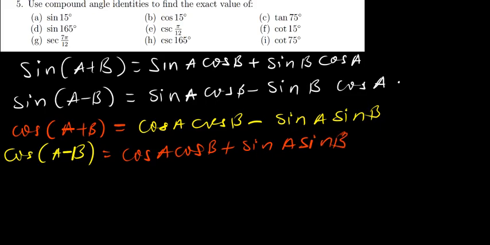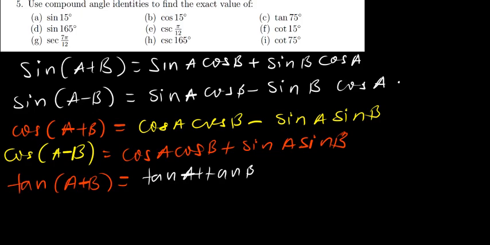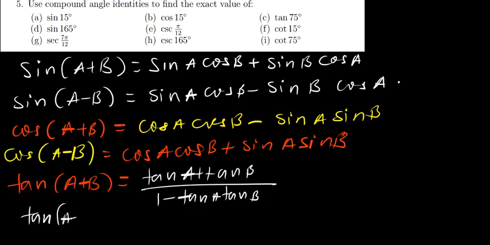What of for tan? Tan (a + b) is basically tan a plus tan b divided by 1 minus tan a tan b. If there is minus, tan (a - b), the signs are going to change: this plus changes to minus, and this minus changes to plus. That's the only difference. The rest are the same.